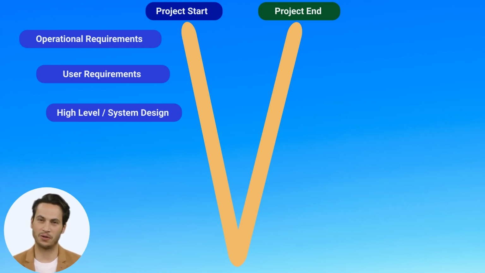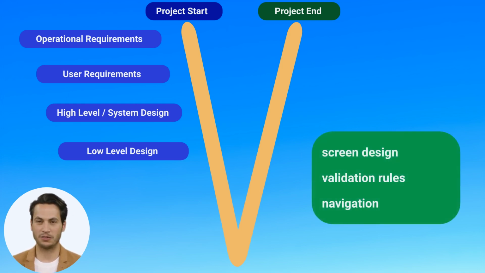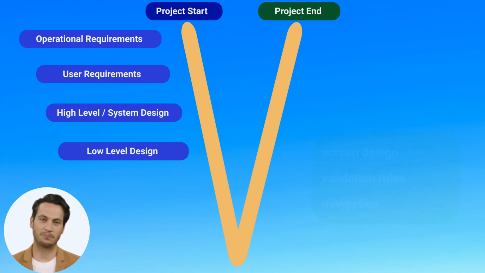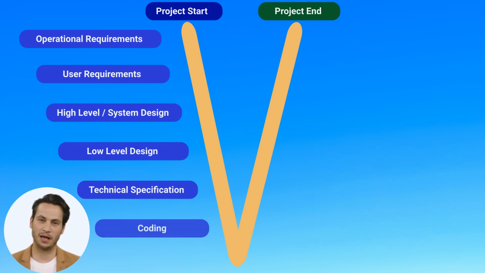Usually, there is more than one low-level design document. These will build on the high-level designs, and the document could contain details on screen design, input validation, or application navigation details. The technical specification provides instructions and guidance to system developers. For example, coding and design standards, security constraints, and network details. Finally, the coding can begin, although it's not uncommon for some of this to be done in advance when system developers are already familiar with the required features.